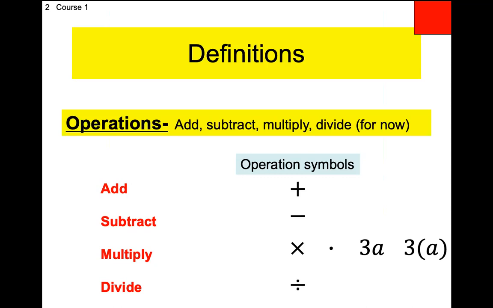Division, obviously a division symbol. There's one other way to write division. What do you got? Put the number on top of the other number. That's called the fraction bar. All right, that might be new for you. You're like, that's not division. Yeah, that's division. That's 1 divided by 2. No, that's a half. That's 1 divided by 2.